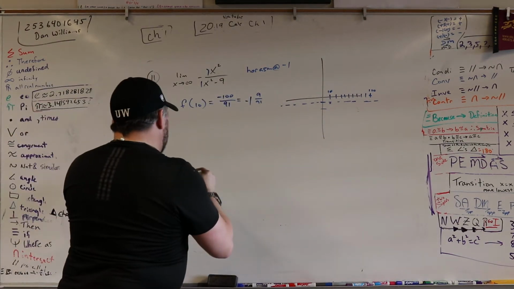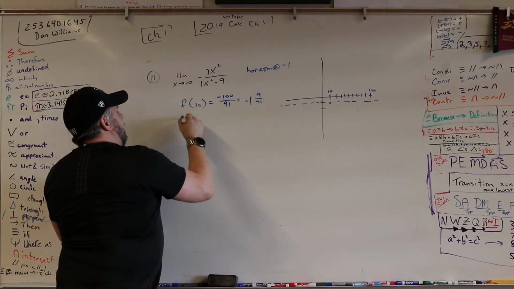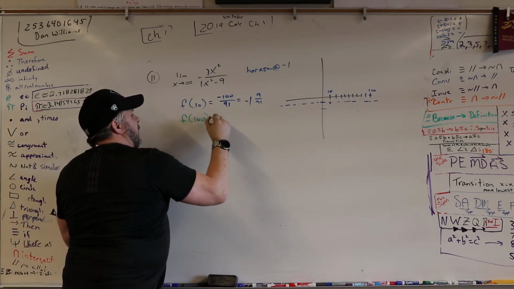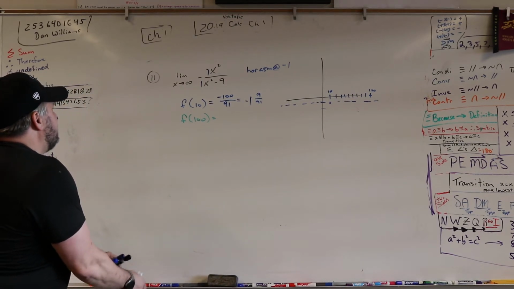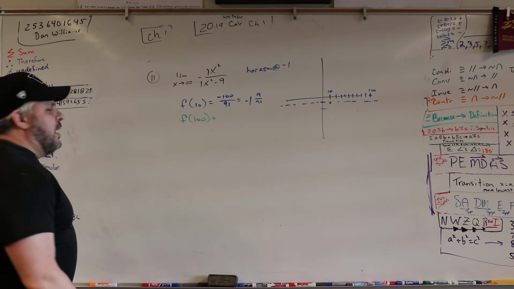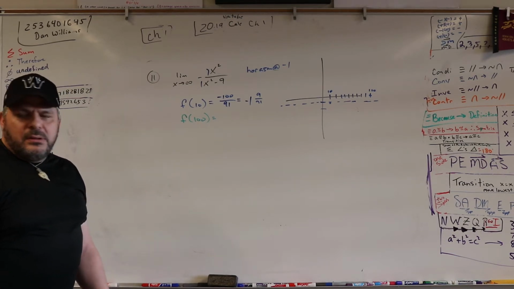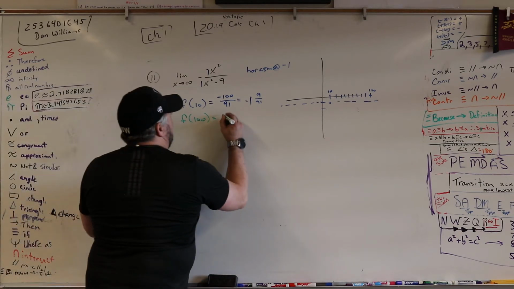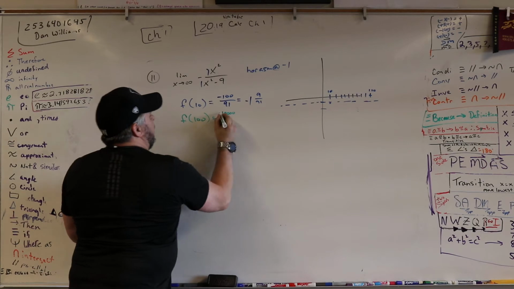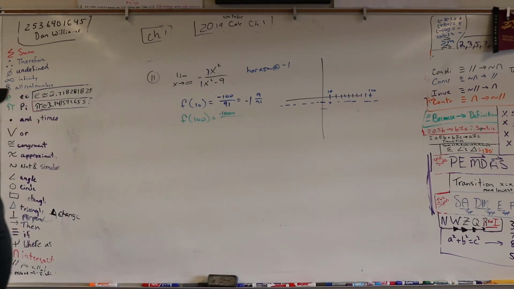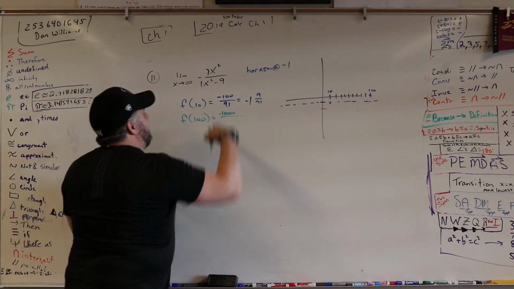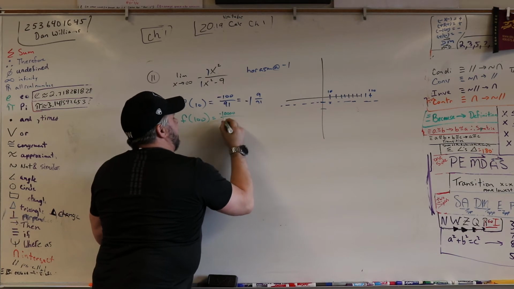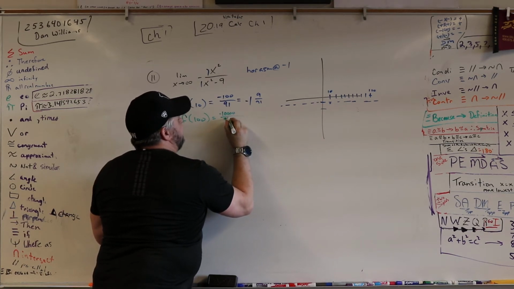So let's look at f of 100. Hopefully I'm doing it right. So what is 100 squared? 10,000. We have 4 zeros. And it's negative, right? Now what's 100 squared? 10,000 again, but minus 9. So what is 9 less than 10,000? 9,991, right?